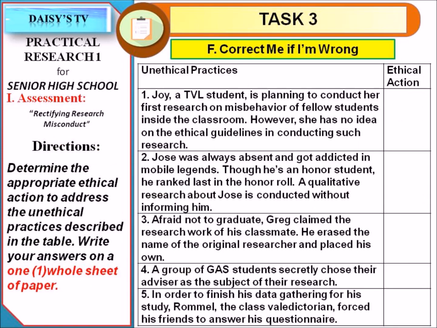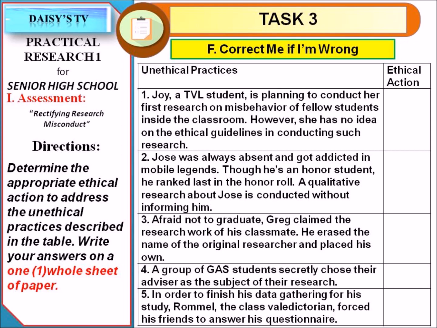Under F, correct me if I'm wrong. Directions: determine the appropriate ethical actions to address the unethical practices described in the table. Write your answer on one whole sheet of paper.